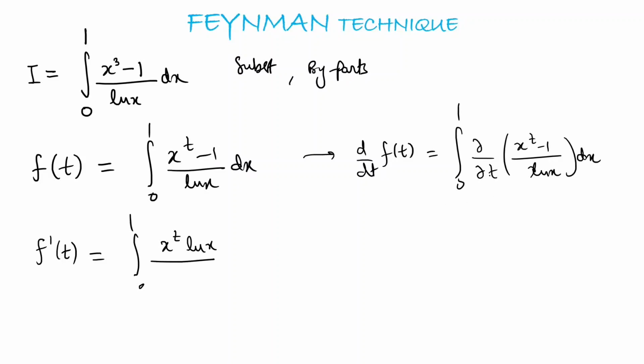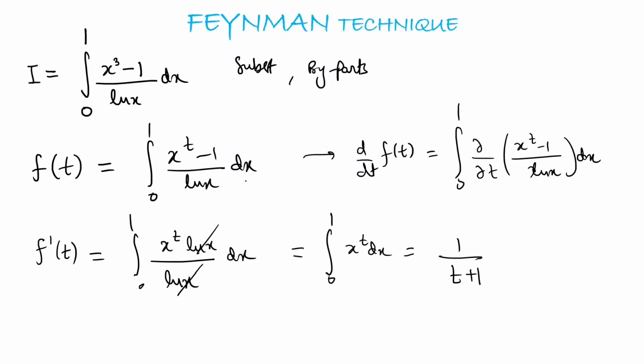Since we are partially differentiating with respect to t, x is going to act just like a constant number. So you don't have to worry about ln of x. And we get something like this. And you can see the beauty of this integral, that ln x gets cancelled out from numerator and denominator, and we get a very simple integral. We can integrate it, solve it, we will get 1 over t plus 1.